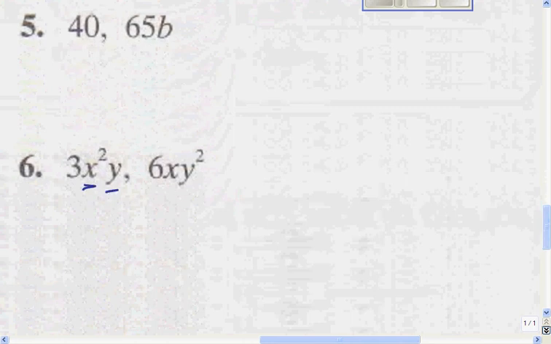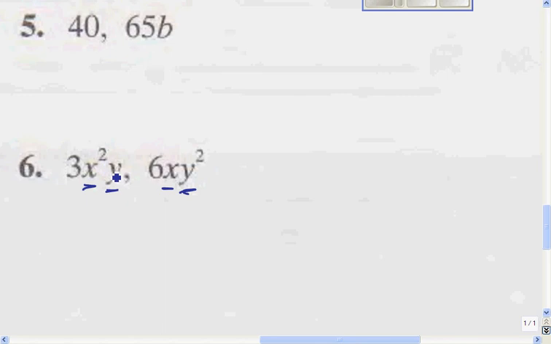These almost look like like terms, but the square, they have the same exponents, right? A 2 exponent and a 2 exponent, but they're not on the same letter. Notice that this exponent is on the x and this exponent is on the y. So these are not like terms, so do not circle, okay? And that's it for this page.